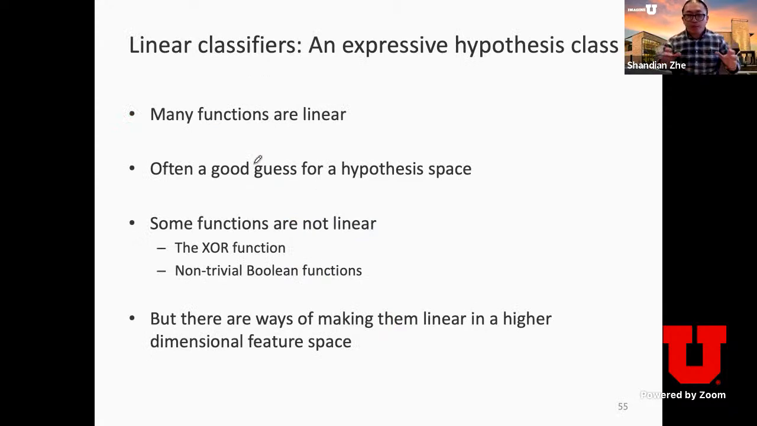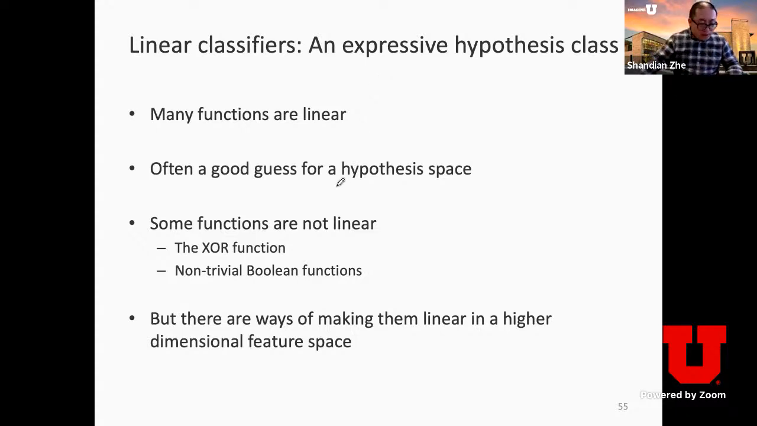So now we have finished the definition and basic introduction of linear classifiers. To summarize, linear classifiers are an expressive hypothesis class. Many functions are linear or can be perfectly represented by linear classifiers, like conjunctions, disjunctions, or a mixture of conjunctions with negations, etc. And it often serves as a good guess for the hypothesis space.